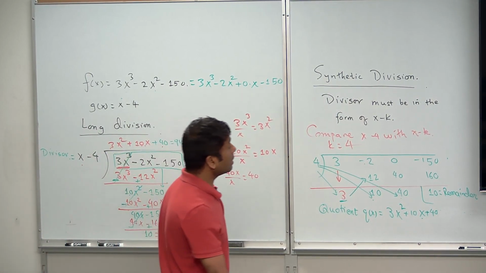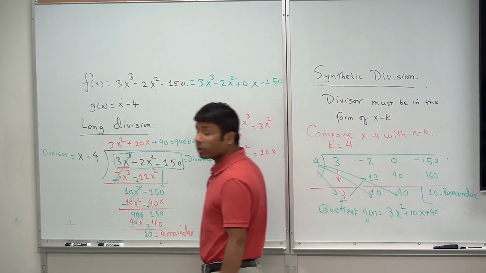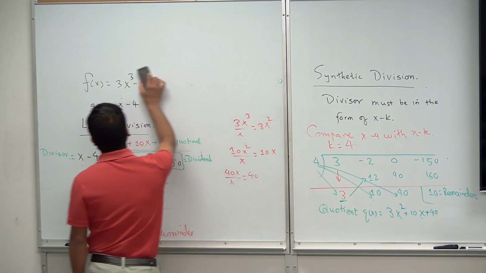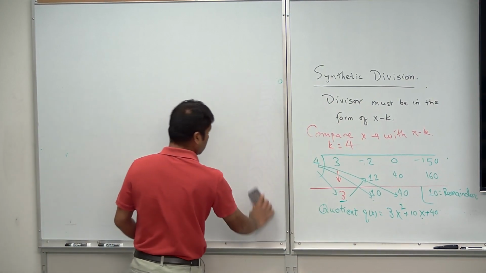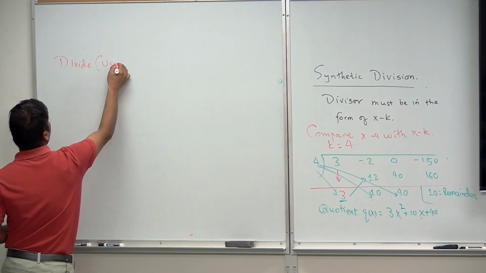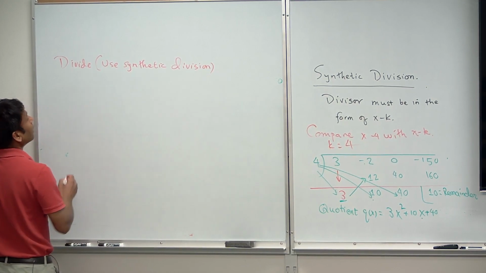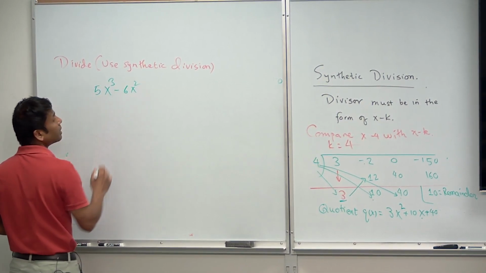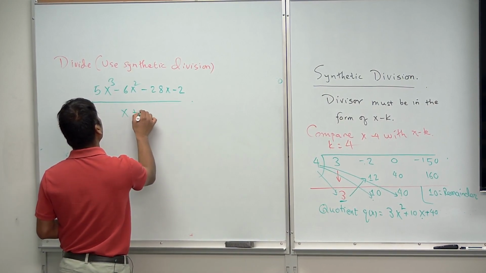Now, if you look here, use synthetic division to divide 5x cubed minus 6x squared minus 28x minus 2 over x plus 2. So divide and use synthetic division. So that is 5x cubed minus 6x squared minus 28x minus 2 over x plus 2.